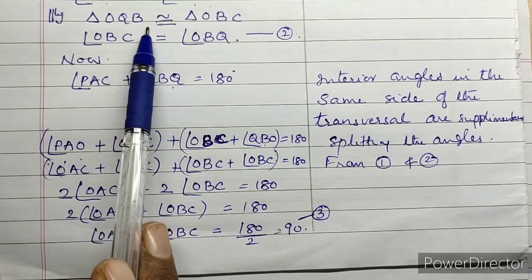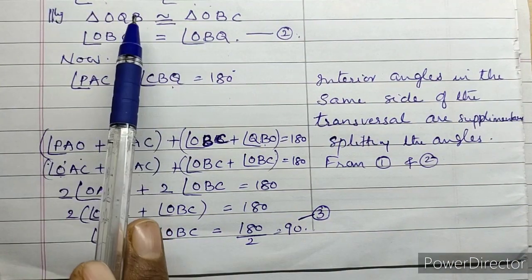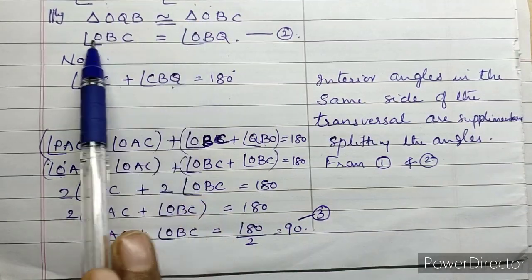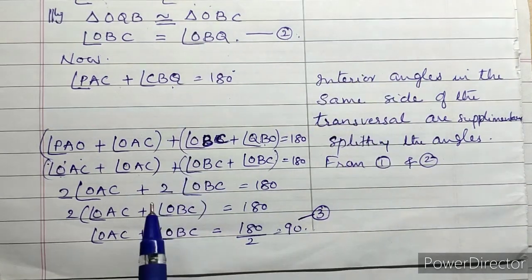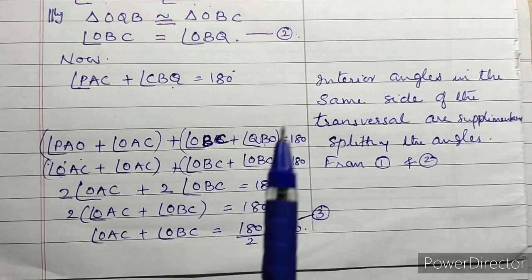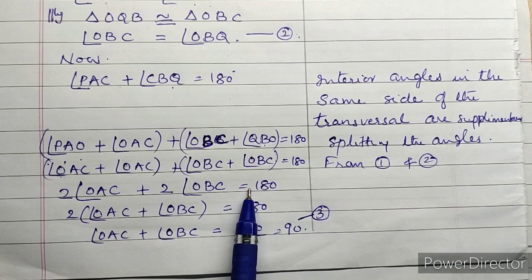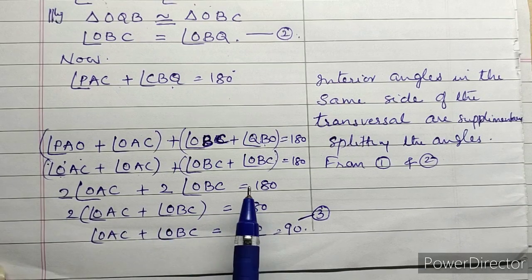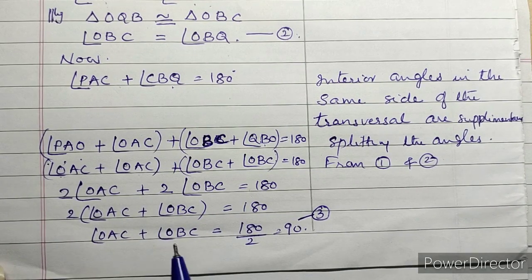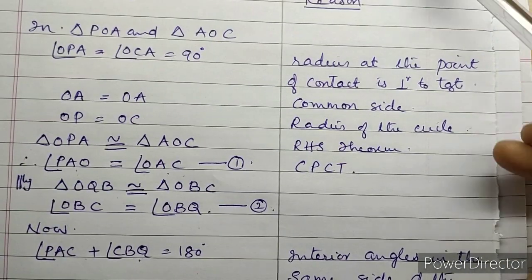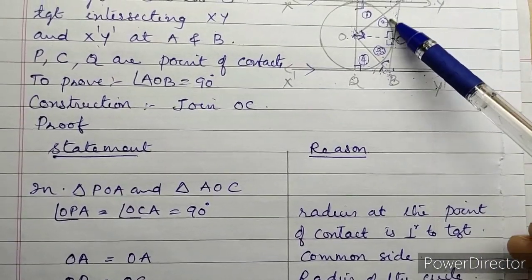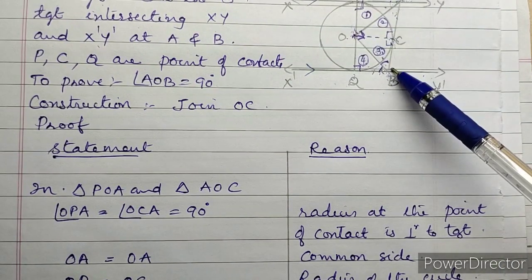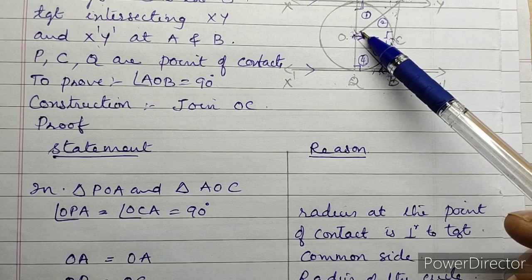So first part, what have you proved? You have proved that two triangles are congruent and you got the first equation and second equation. Two angles are equal by CPCT. Second part of this, by using interior angles on the same side when a transversal cuts the parallel lines, you have proved that in that triangle the sum of these two angles is 90 degrees. Second part is over. Now you should take this triangle, by angle sum property you have to prove that this is 90 degrees. That only we are going to do.